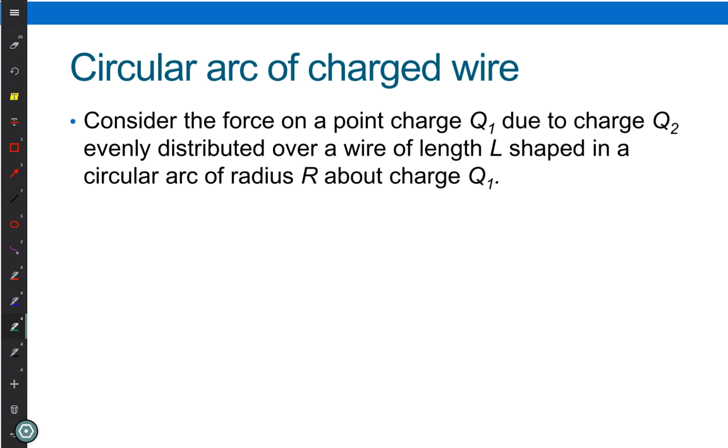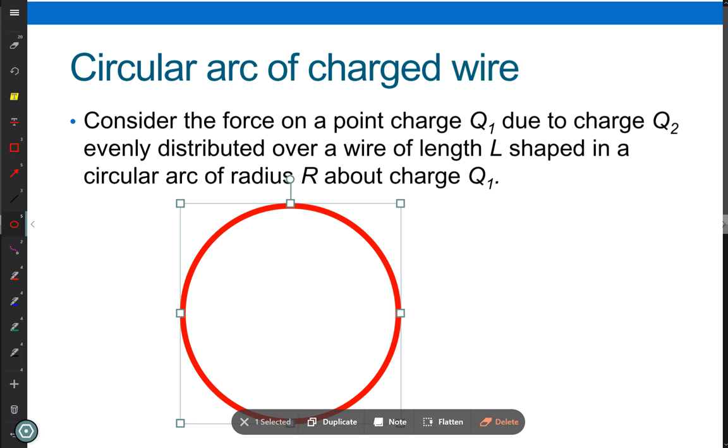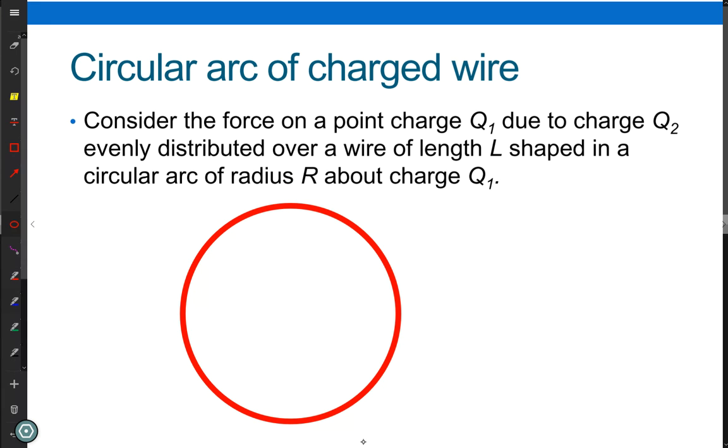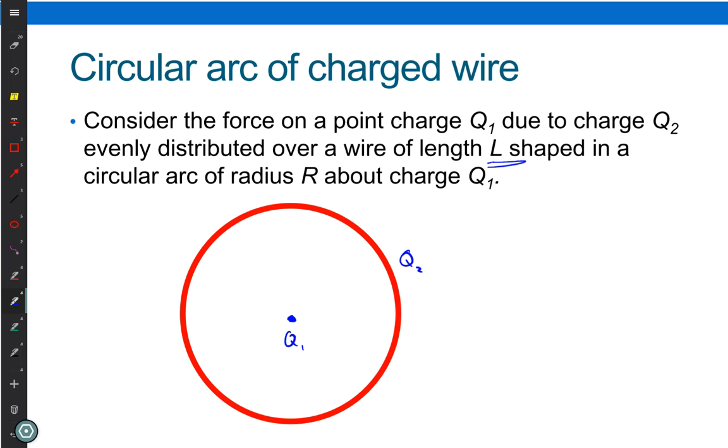So let's run right into some problems. And some people might notice this first one isn't so difficult. So I'm going to have a circle with a charge q1 at the center. q2 is spread out along that circle. The circle has a circumference of L. And the question is, what is the force on q1 due to q2? How would you answer?